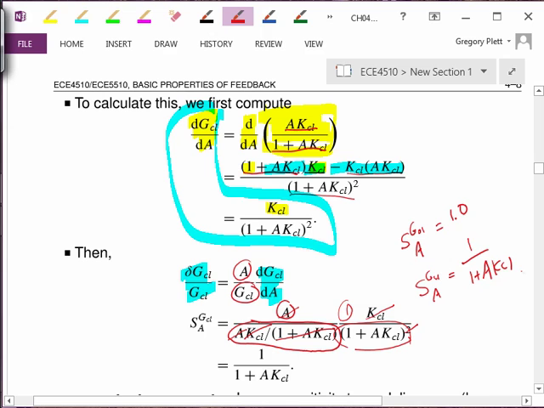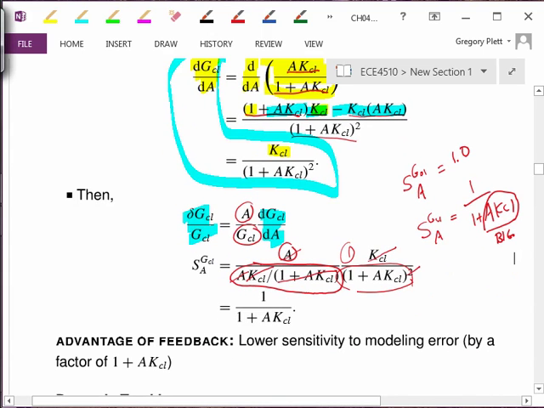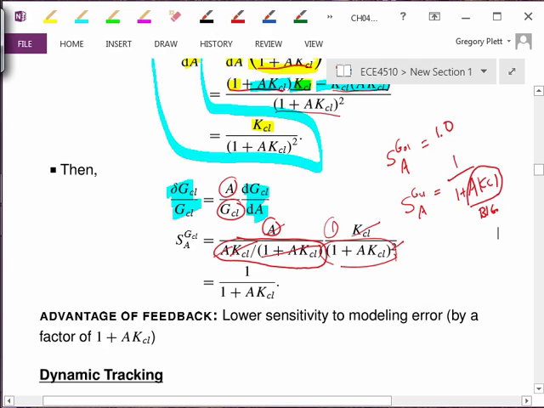And remember that we designed the closed loop gain so that this term would be very, very big. So if I divide 1 by a very, very big number, I'm going to have a very, very small number. And that means that our sensitivity is very small. So this is the second advantage to feedback. We're lowering the sensitivity to modeling error by a factor of 1 plus A times KCL.